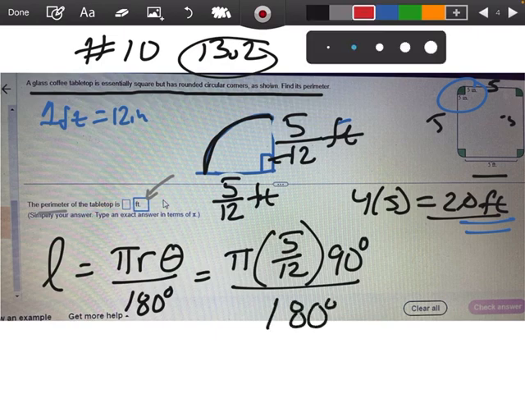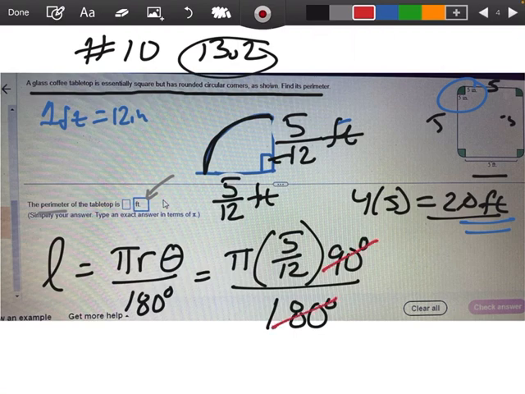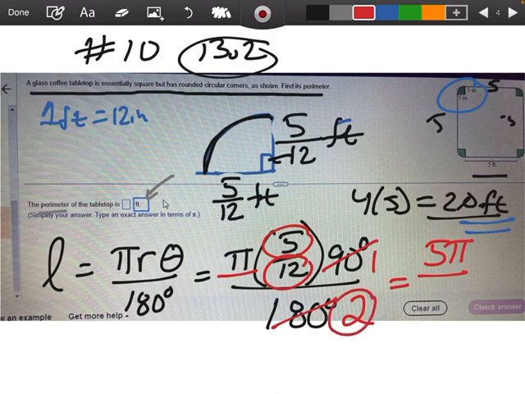I'm just going to simplify this a little bit. I know that 90 and 180 will cancel. They can both be divided by 90. So 90 goes into 90 once, 90 goes into 180 twice. Then I'm going to take this 5 with that pi, which gives me a 5 pi. Because this 12 is on the bottom and that 2 is on the bottom, I'm also going to multiply those together. So my arc length is going to be 5 pi over 24.